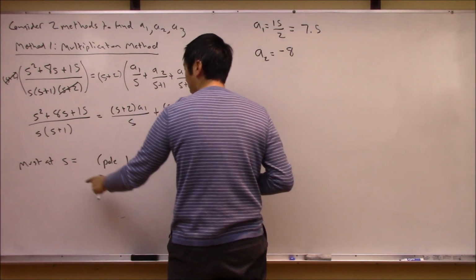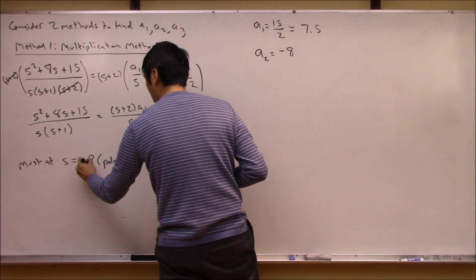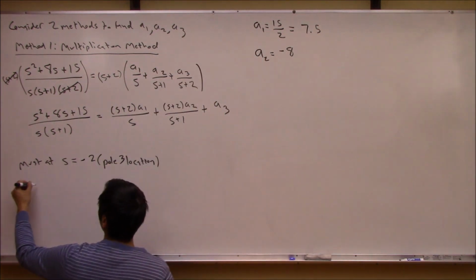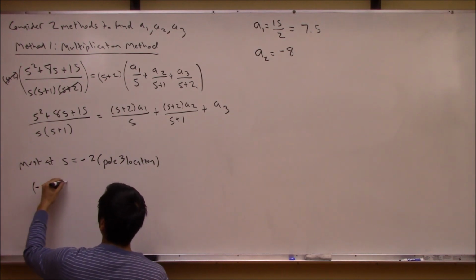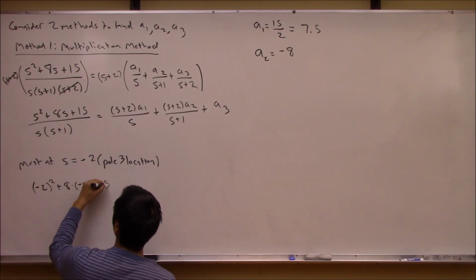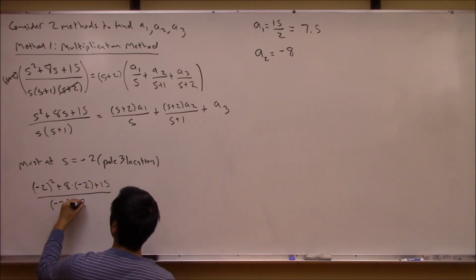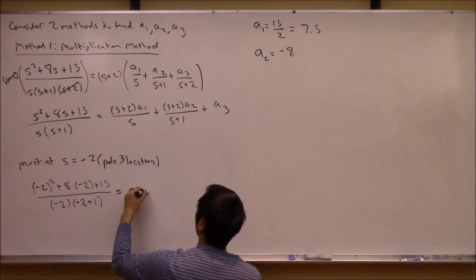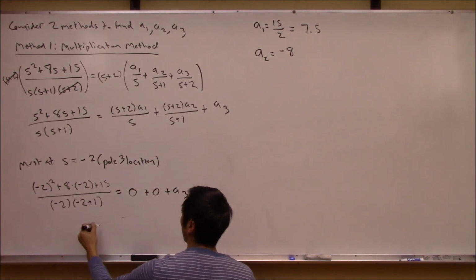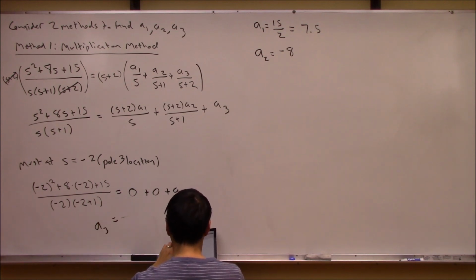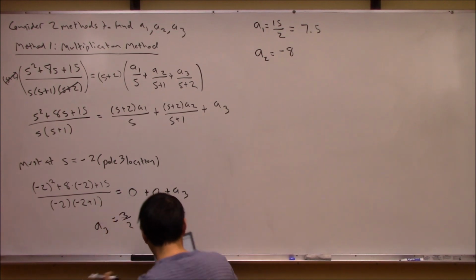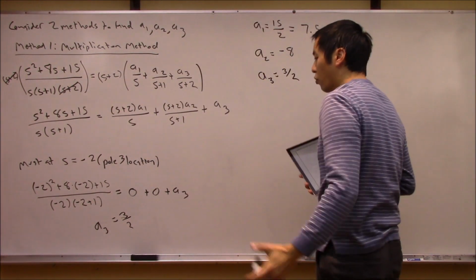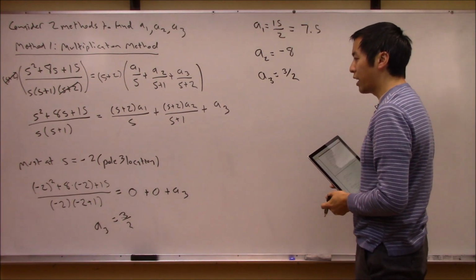And again, we'll make the same argument. It's got to be true at s is equal to -2, which is pole 3's location, right? So we end up with, this is just -2 squared plus 8 times -2 plus 15 all over -2 times -2 plus 1 is equal to, again, this term gets knocked out, that term gets knocked out, and we end up with just a3. So at the end of the day, we end up with a3 is equal to 3/2. Okay, so here we go. a3 is 3/2. Great. So there you go. This is one way to go ahead and get the partial fraction expansion.